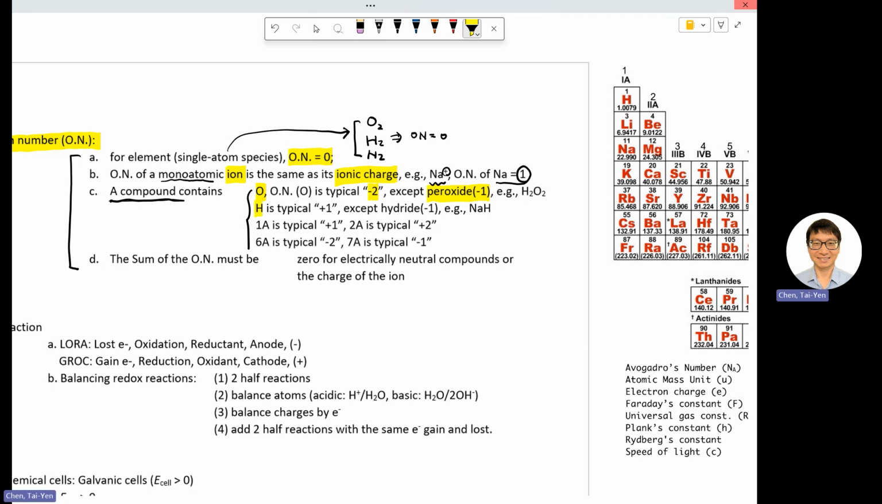Similarly, if you have an atom that is H, then inside your compound, the H will carry a +1 oxidation number. The only exception is if you have a compound that contains H together with a 1A group member, then you have a hydride. In that case, you need to count the oxidation number of the H as -1.